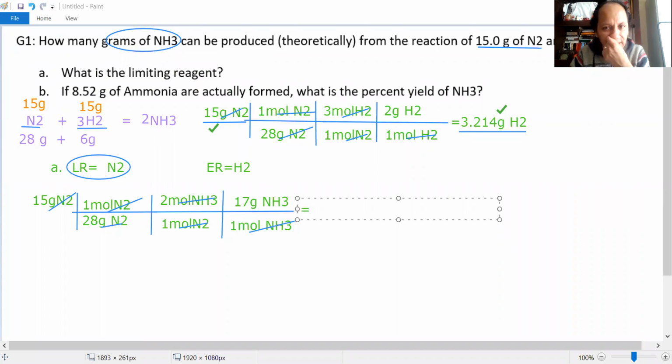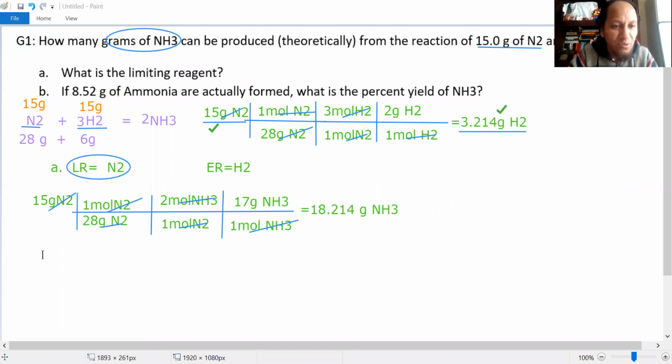So that basically equals, if you multiply that, 15 times 2 times 17, and all of that divided by 28. It's 18.214 grams of ammonia. So I just answered the first question. Now let's go to question B. Question B says specifically, if 8.52 grams of ammonia are actually formed, what is the percentage yield?